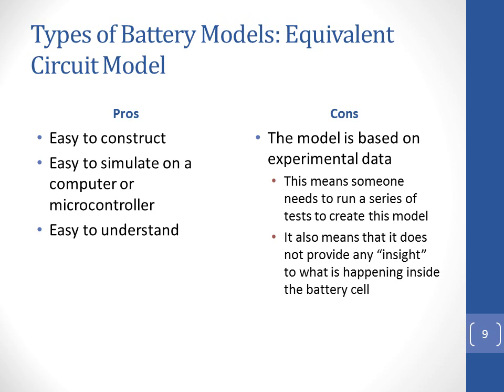To conclude my discussion of equivalent circuit models, I want to talk about the pros and cons. Starting with the pros, this model is easy to make. It's as simple as connecting electrical components in series and in parallel. It is also easy to simulate. The equations follow basic electrical engineering laws. And lastly, it's easy to understand. You don't need to know the chemistry behind the battery, just some basic electrical engineering knowledge, and you can understand this type of battery model.